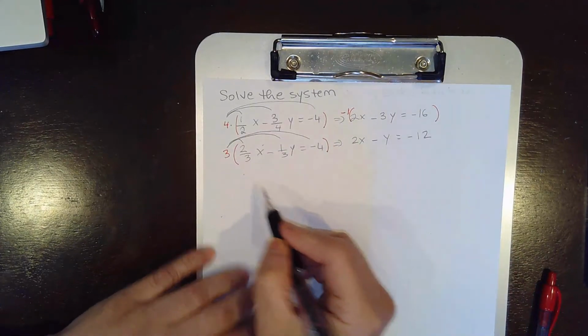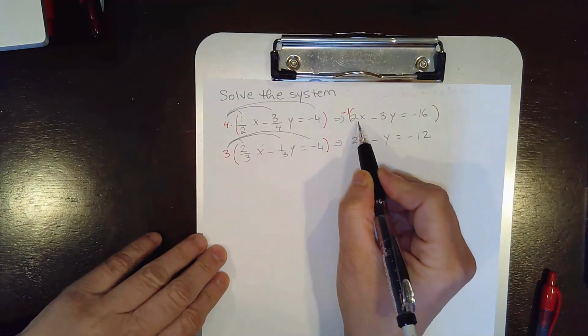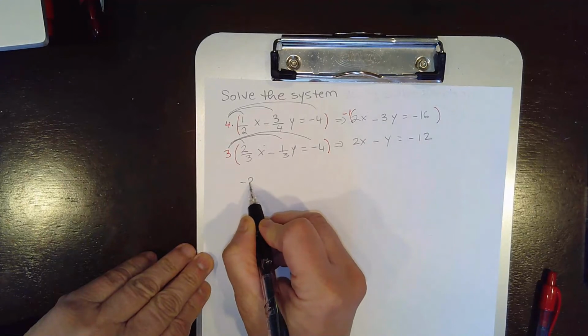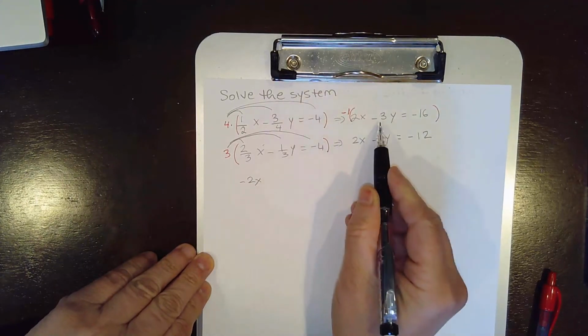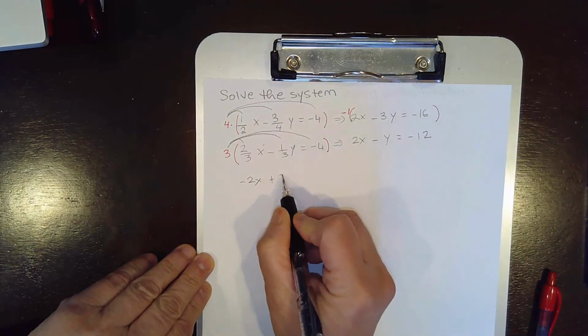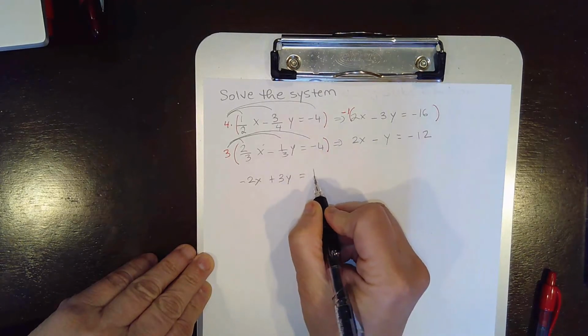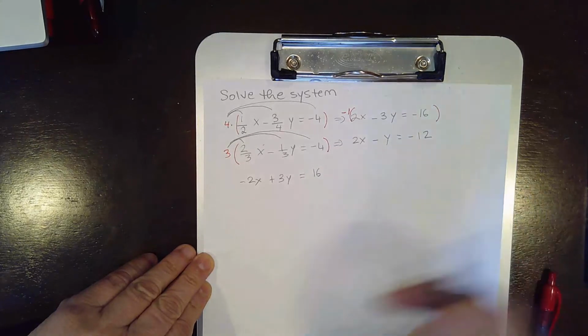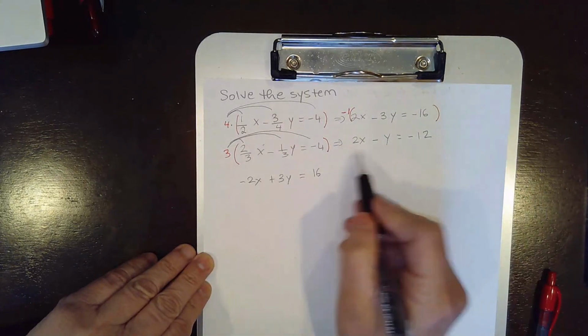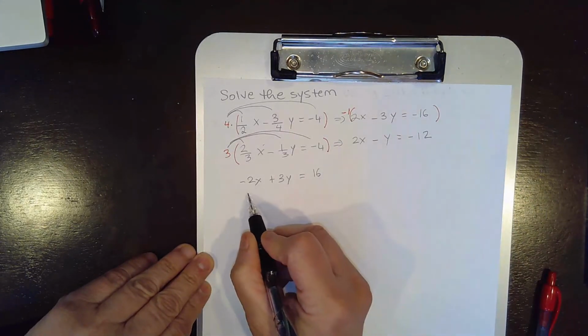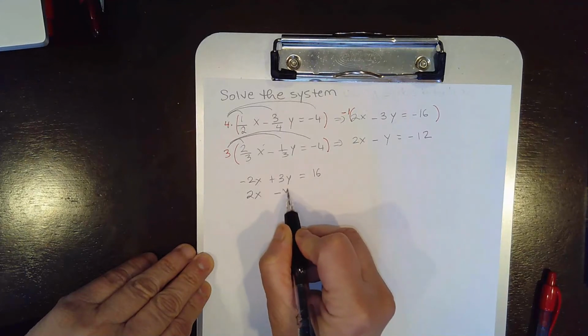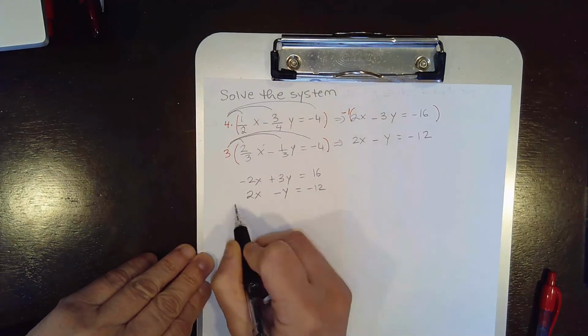I'm going to write it down here. -1 times 2x, that's -2x. -1 times -3y, that's plus 3y, equal -1 times -16, that's positive 16. Basically, you're just flipping all the signs. I'm not changing anything with the second equation. I'm going to leave it the way it is, because if you notice, the x is going to cancel now.